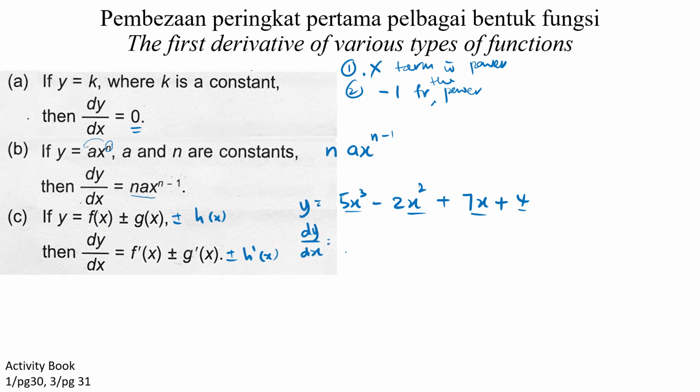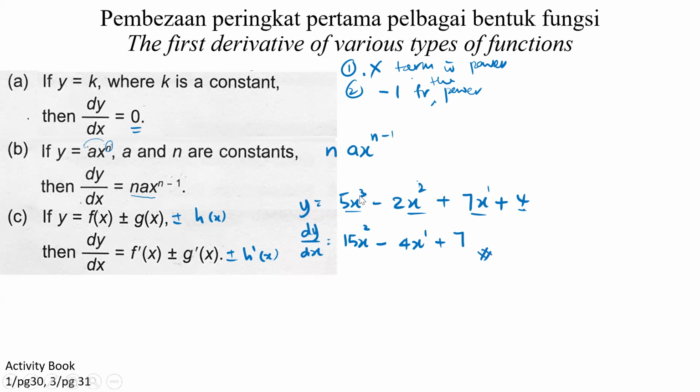So bring down the power: 3 times 5, 15x squared, minus 2 times 2, 4x. See, you multiply the term by the power, and you reduce the power by 1. This is x to the power 1, you multiply with 7, you get 7. After you reduce by 1, x to the power 0 is 1. That's it. The constant is 0, no need to write. Can you see that?